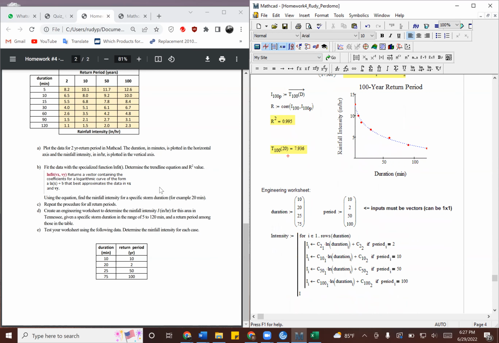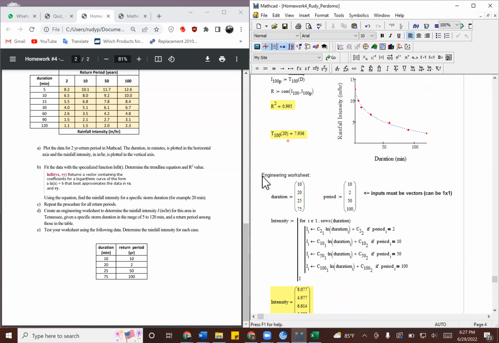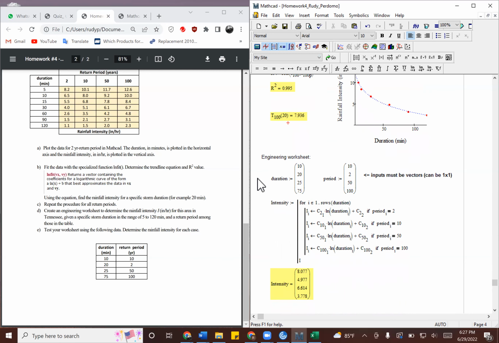So now I honestly don't know what this last one says, but I just guessed. So it says create an engineering worksheet to determine the rainfall intensity for this area in Tennessee, given a specific storm duration in the range 5 to 120 and a return period among those in the table. So I assumed it'd be like, if I input this data, I wanted to output what the answer is, right?